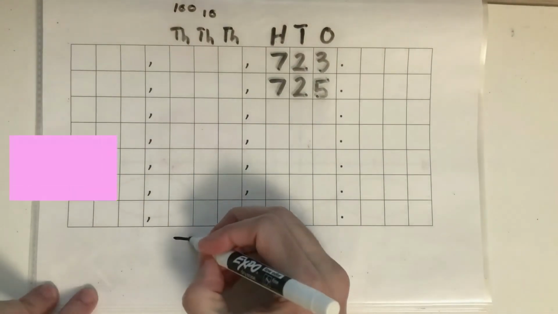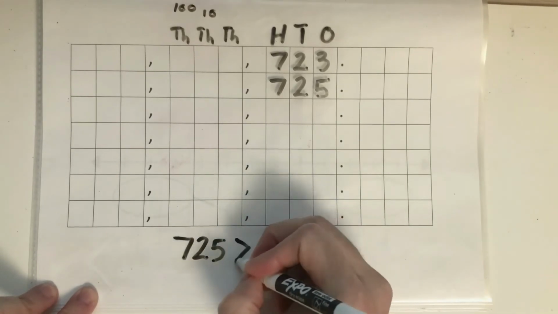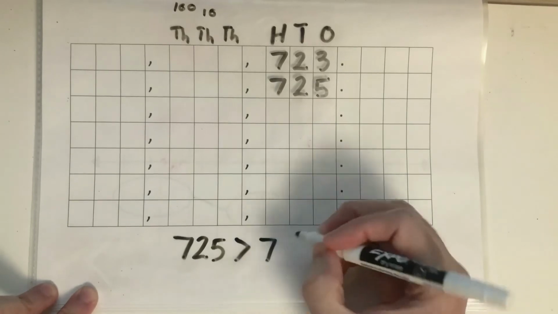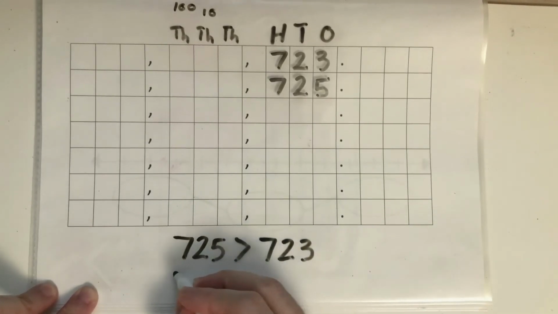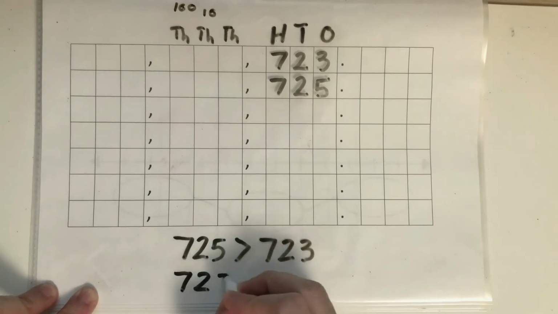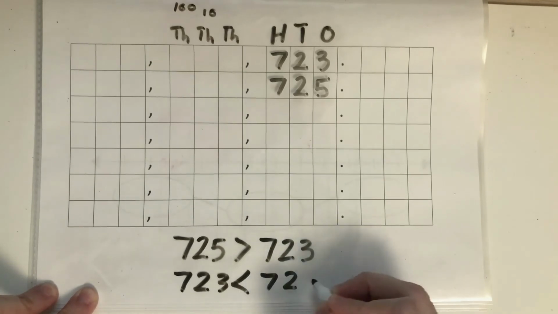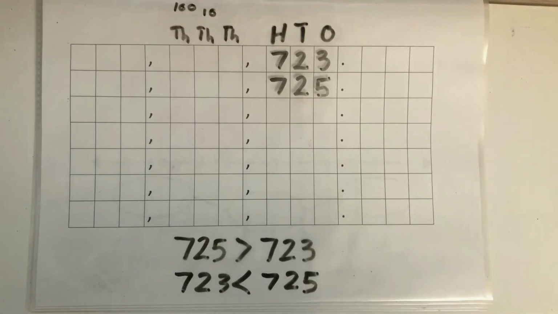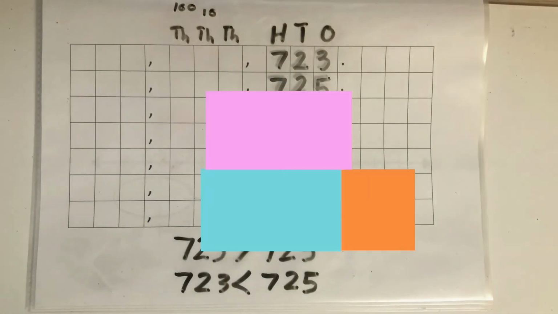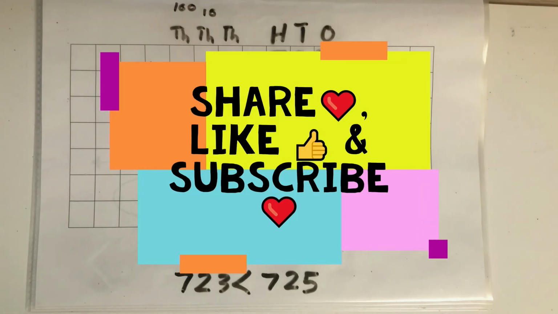725 is greater than 723, or you guessed it, 723 is less than 725. Yum!